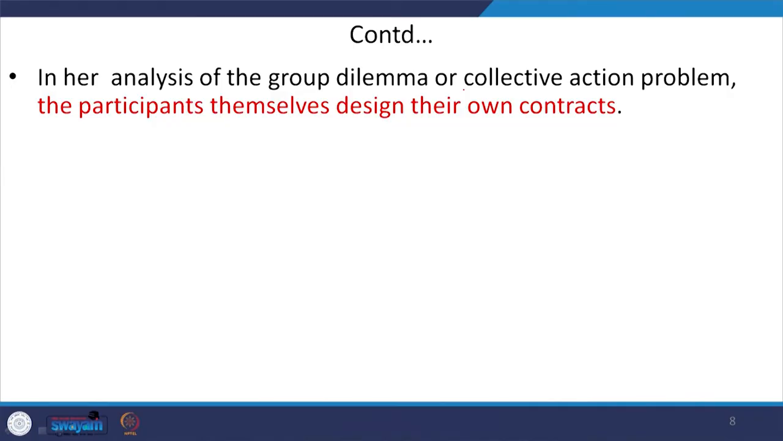And in her argument of self-governance, she tried to find out how to solve this collective action problem if the participants themselves design their own contracts. So in a simple manner we can say that this problem of collective action can be solved by the communities, or the very stakeholders or participants, those who are directly extracting the resources and are dependent on the resources. We are calling them user groups. If these participants themselves design their own contracts, how to govern the commons itself? What would be the frequency of the extractions? The very knowledge, the traditional knowledge and other knowledge that can be helpful in growing the commons and also for deciding what would be the right time for extraction itself.